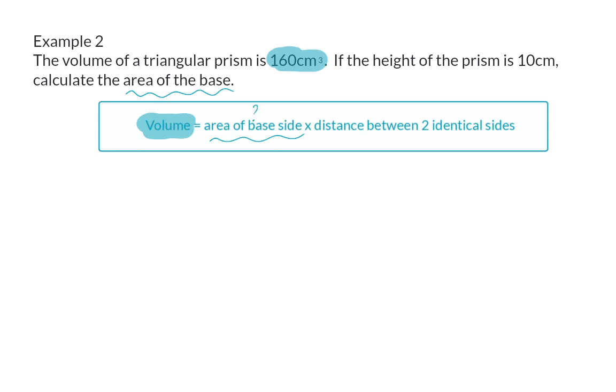So now I'm still going to substitute into my formula, but now we know that on the left-hand side, the volume is 160. We need to calculate the area of the base, and that value should be multiplied with the height, which is given as 10. Now, to solve this area of the base, we need to divide both sides of the equation by 10. So on the left, we'll be left with 16. Remember that this is an area, and therefore the unit will be centimeters squared.